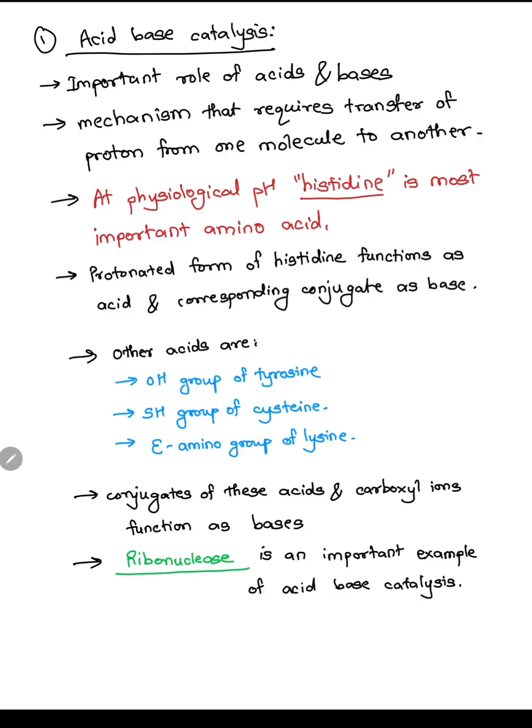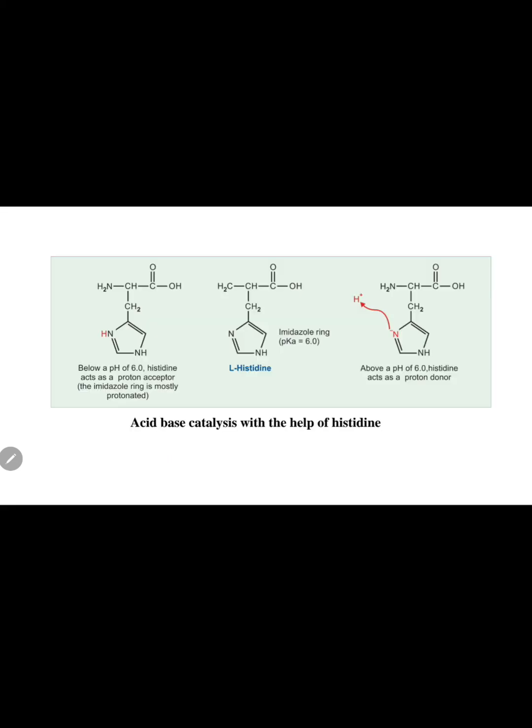The hydroxyl group of tyrosine, sulfhydryl group of cysteine, epsilon amino group of lysine, they are all acids. Conjugates of these acids and carboxyl ions function as bases. Ribonuclease is an important example of acid-base catalysis. So you can see here that histidine at physiological pH is an important acid.